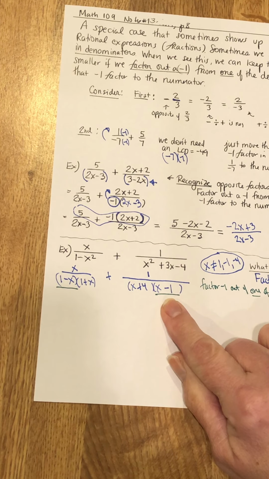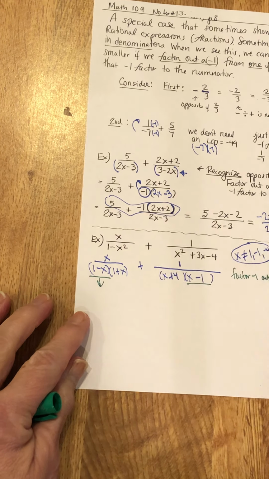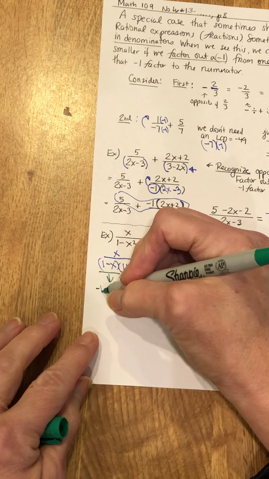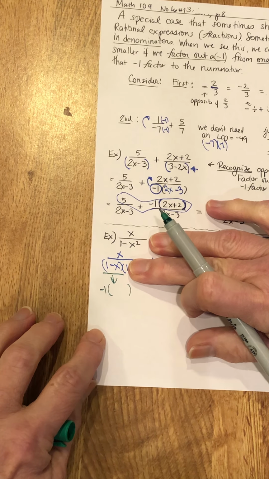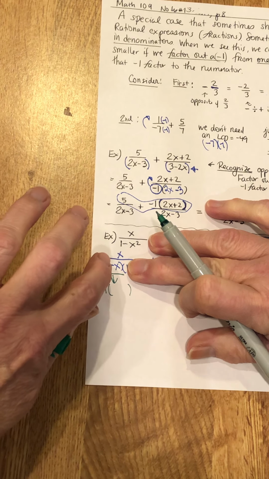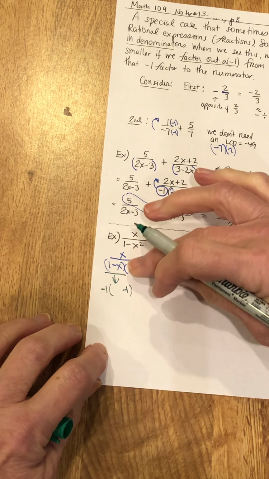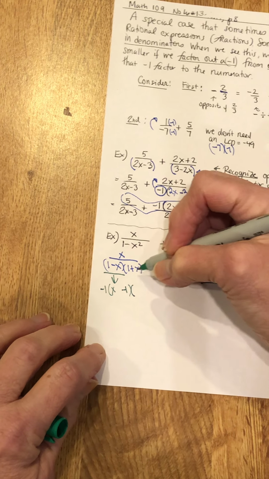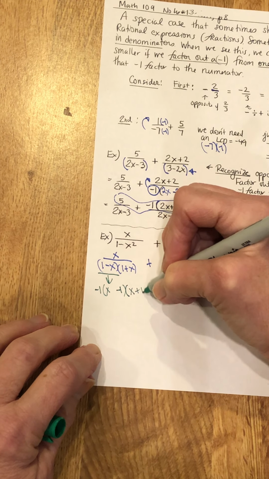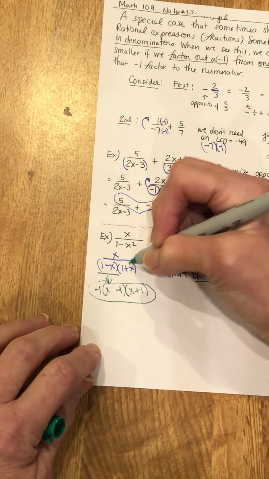I prefer the way x minus 1 looks, so I'm going to factor -1 out of this. So I'm going to do that right here. I'm going to factor out a -1 just from this factor. Okay, so -1 times what gives me +1? That would be -1. -1 times what gives me -x? That'd be +x. And then for this factor, I just like it better as x plus 1. This is the new version of this denominator.